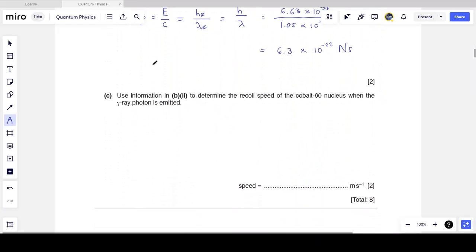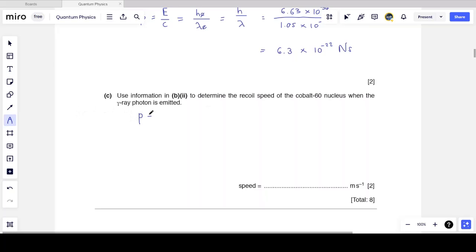Now, what do we know? That the momentum before the cobalt emits the gamma ray is 0. So the momentum after it emits the gamma ray must be 0 as well, which means it must have the same momentum as the gamma ray photon, but in the opposite direction. And so since momentum is a vector, the two momenta will cancel and the final momentum is 0.